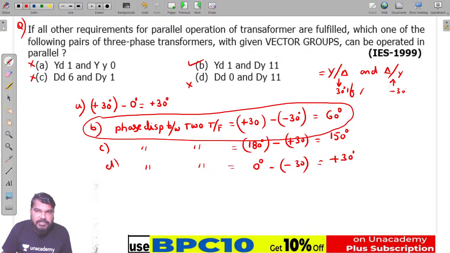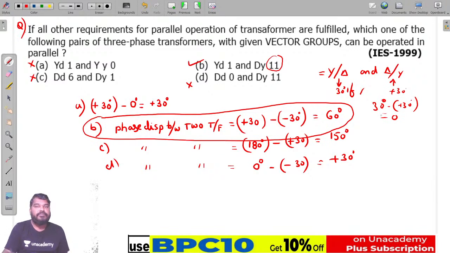But here the displacement is given. Here the delta-y is minus 30 degrees, so that minus will become minus, and here it is plus 30 degrees. So 30 degrees minus of plus 30 degrees is equal to 0 degrees. Is that clear now? Otherwise, can I explain once again?